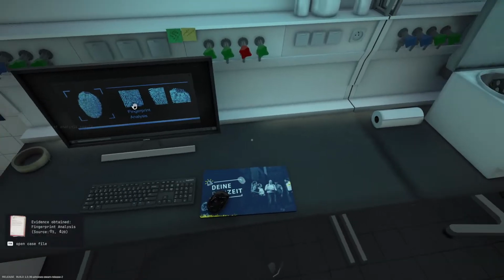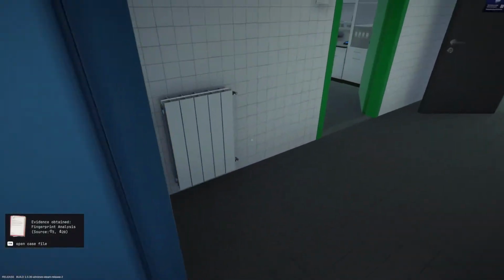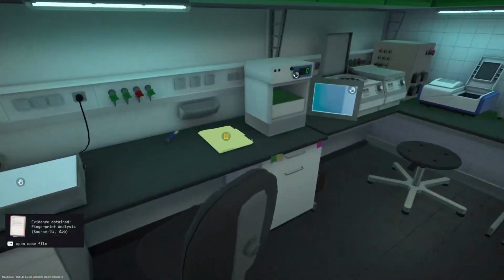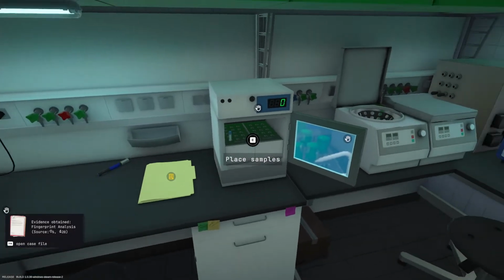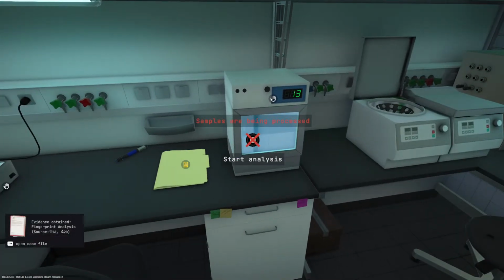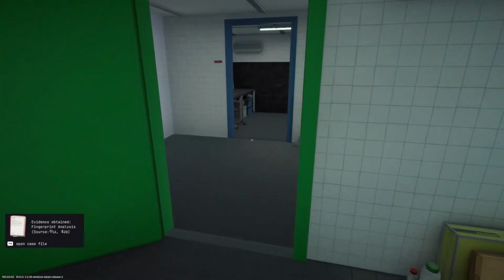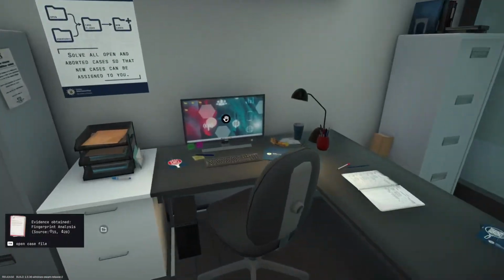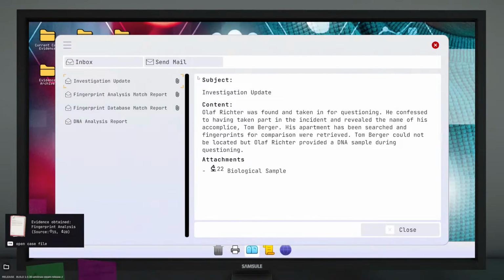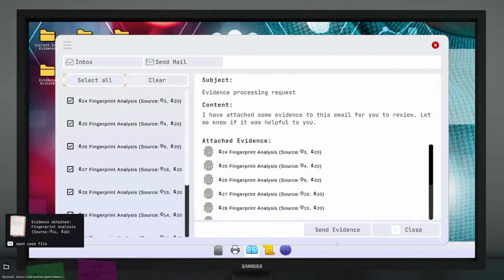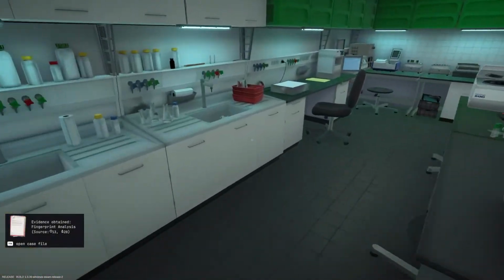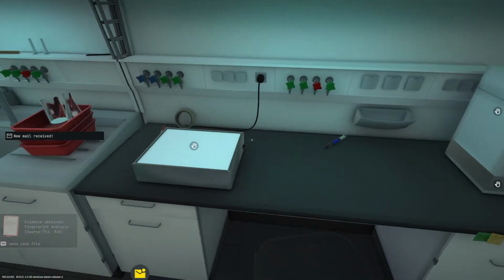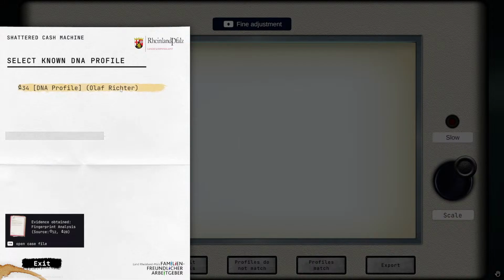Alright, we'll grab those. And we'll run some... Finish running that DNA. While that does that, I will send over these fingerprints. Okay, let's go. Let's go compare some DNA here.